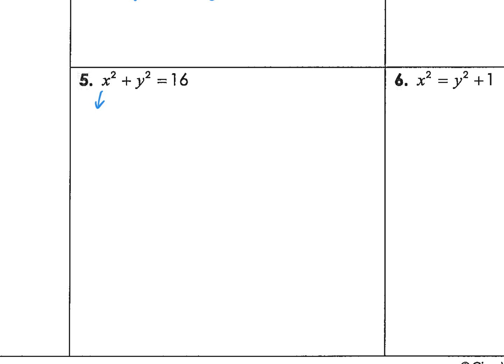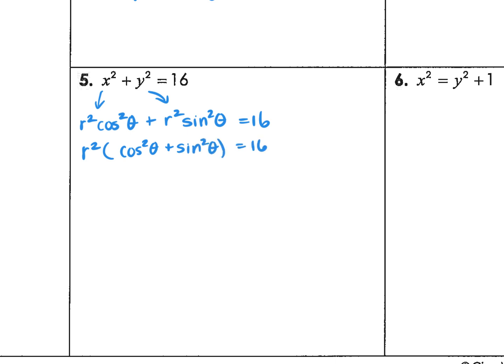What is x? So we end up with r squared cosine squared. And y squared becomes what? What do both of those terms have in common? Ooh, so if we pull an r squared out, what are we left with inside? And what is sine squared plus cosine squared? 1. Right. So it is 4.